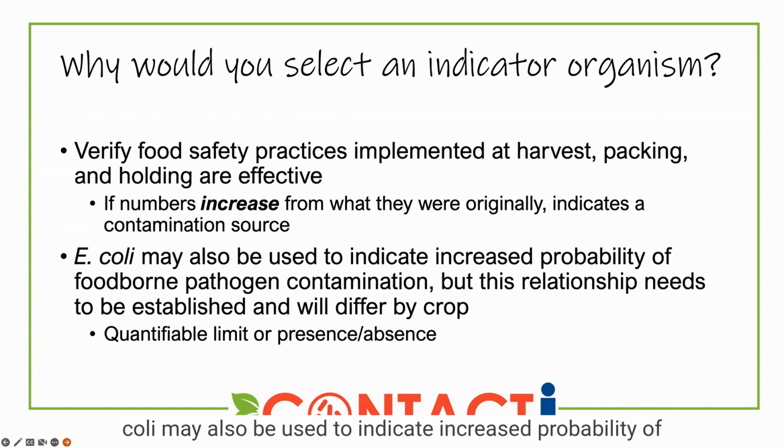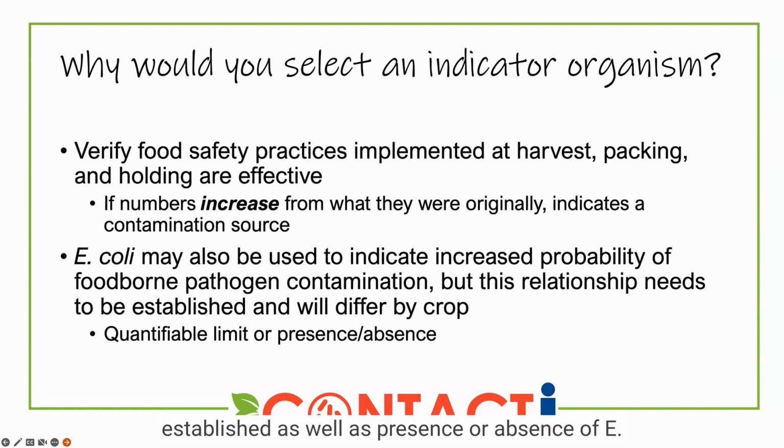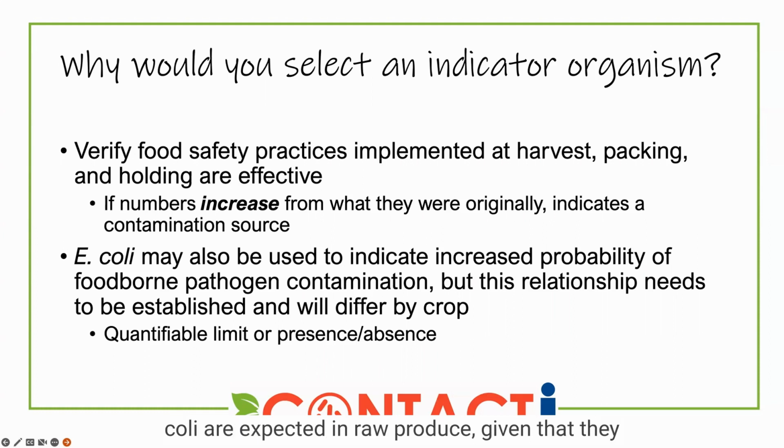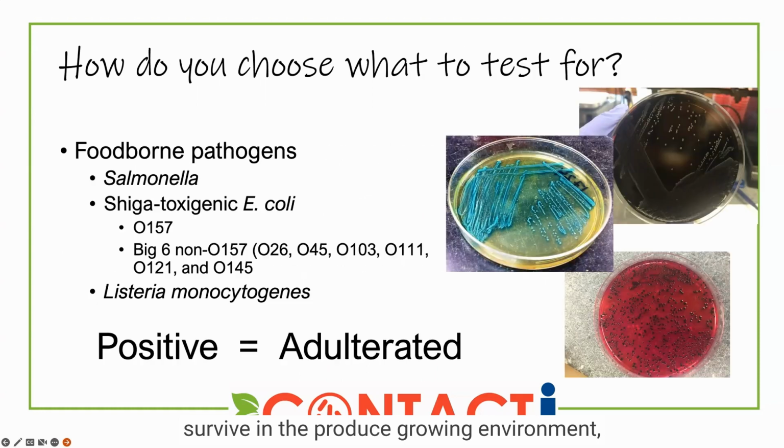E. coli may also be used to indicate increased probability of foodborne pathogen contamination, but this relationship really needs to be established and will differ by crop. In this approach, quantifiable limits could be established, as well as presence or absence of E. coli, with quantifiable limits being more commonly applied since populations of E. coli are expected in raw produce given that they survive in the produce growing environment.